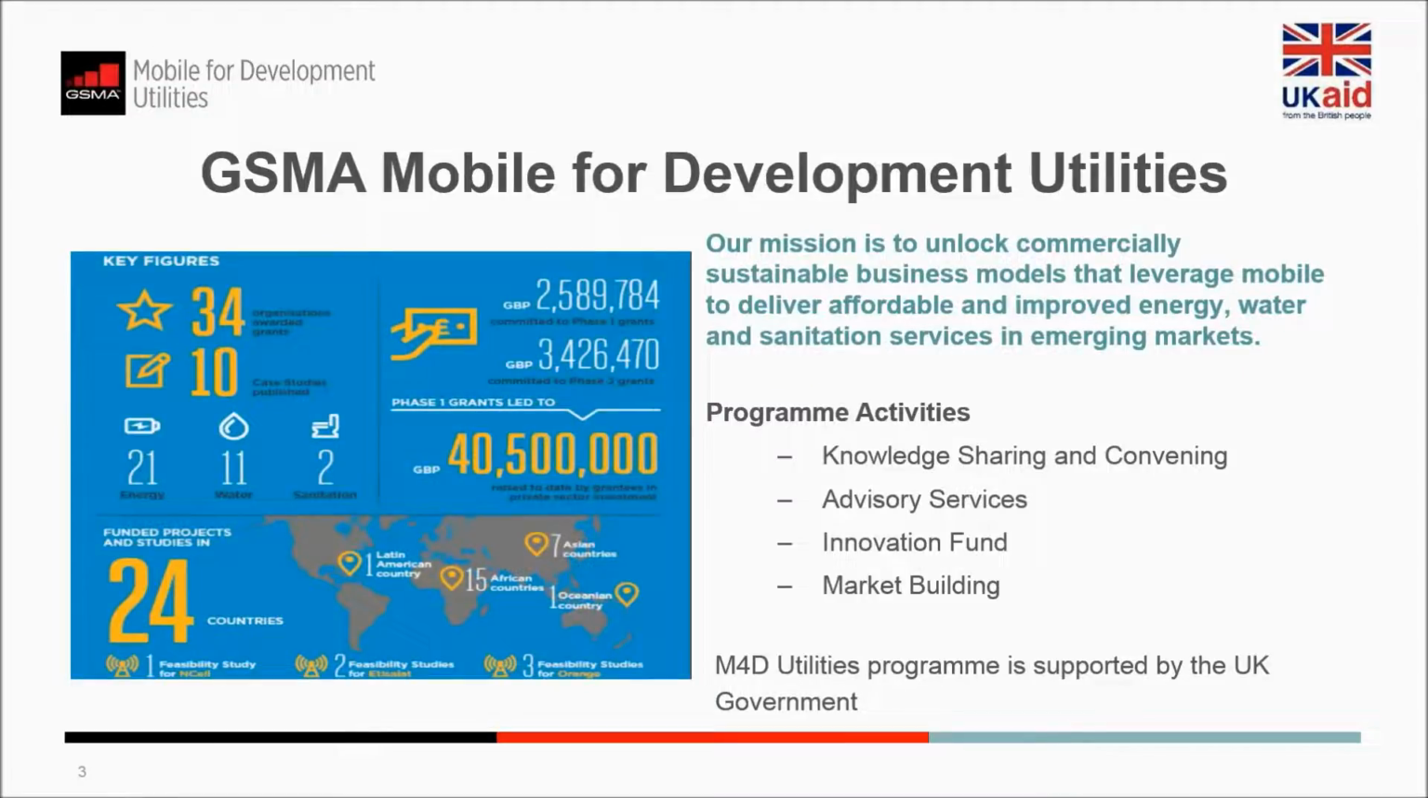So the program is part of the Mobile for Development group at the GSMA. Our focus is on energy, water and sanitation services that leverage mobile to reach underserved communities in emerging markets, as illustrated by our mission statement. The program is supported by the UK government, and this support has been crucial to contributing towards the impact numbers that you see illustrated in the infographic.